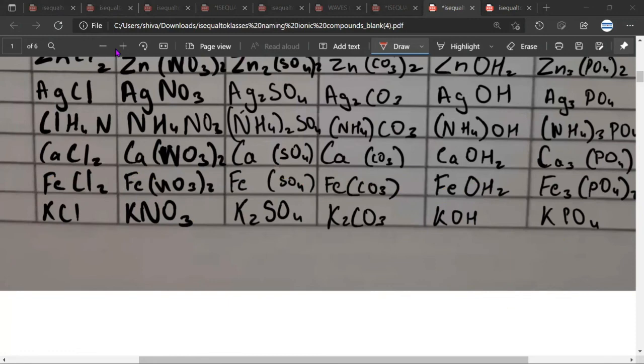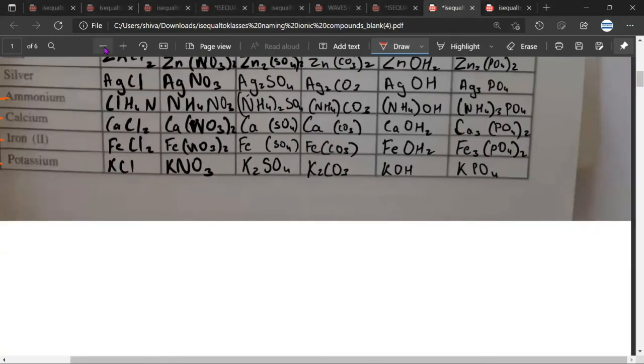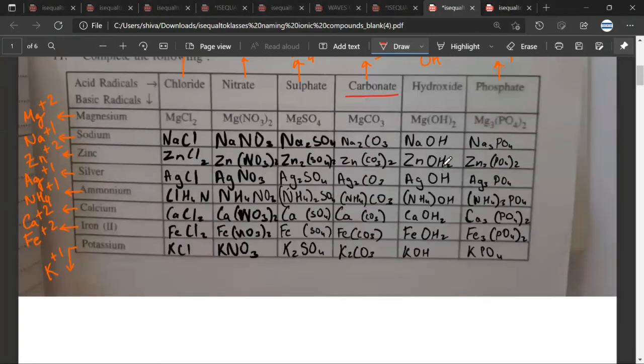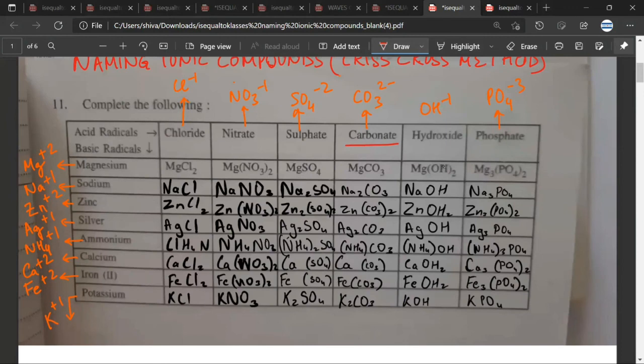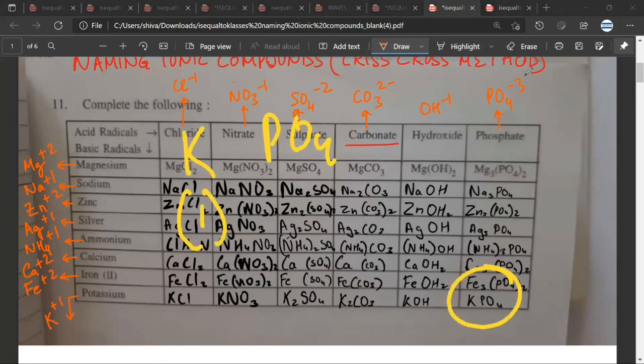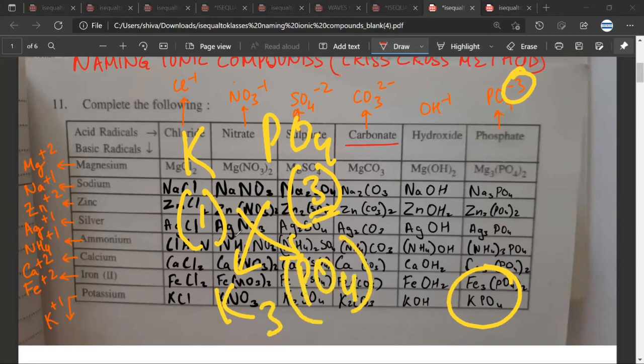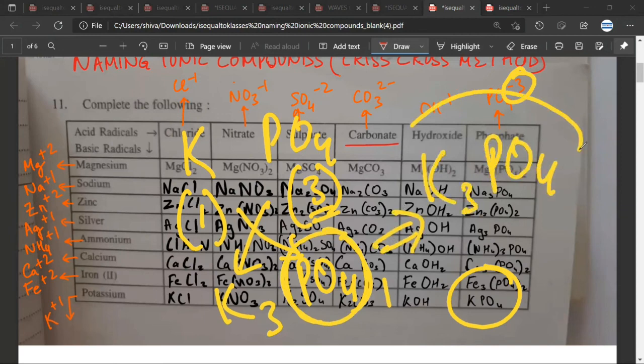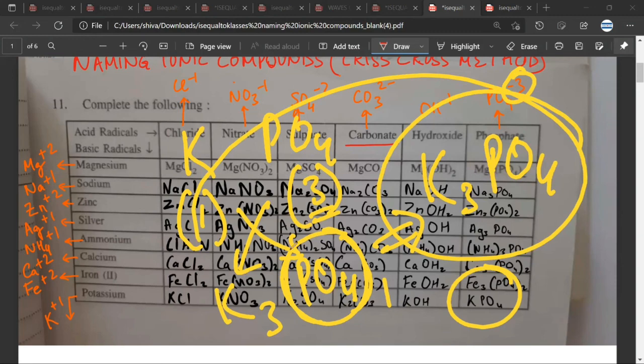Sir, no, sir. K3PO4. Shabash. Very nice. Because what we need to understand is K has a valency 1, phosphate has a valency 3. So when I do crisscross, this 3 will come here, and this 1 will be shared by the whole of this group. So my final answer would be K3PO4. Mr. Satya, is it making sense? Yes, sir. Great, sir.